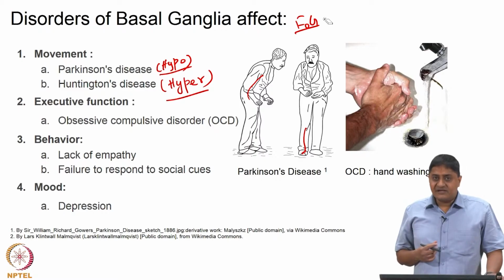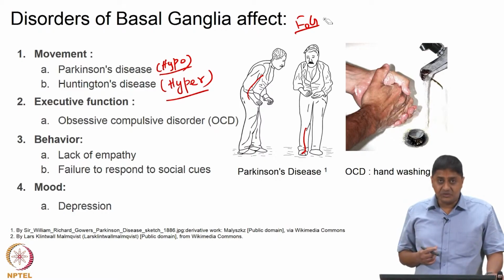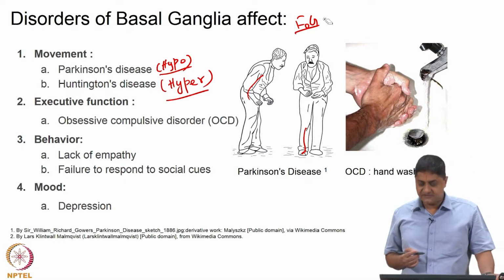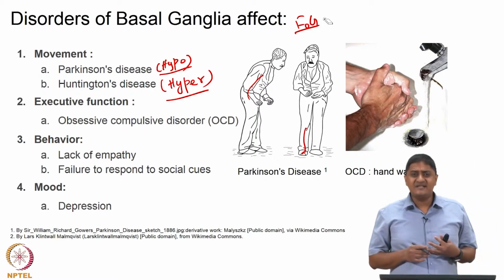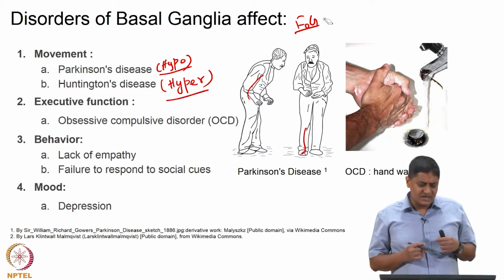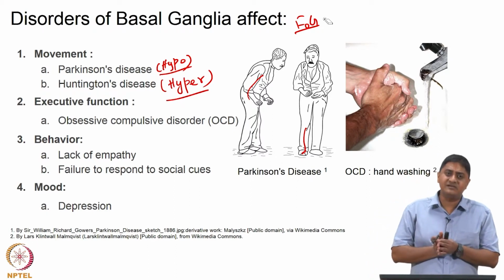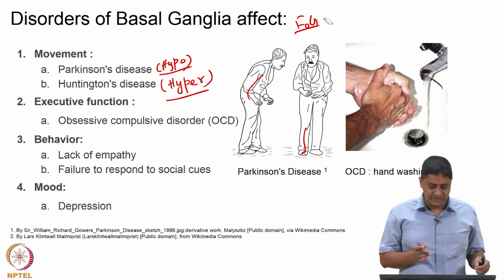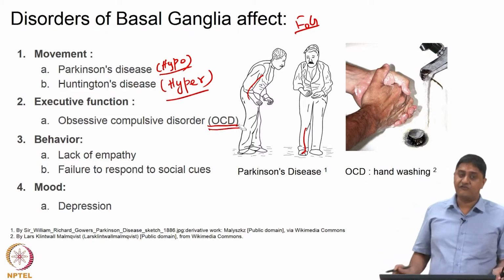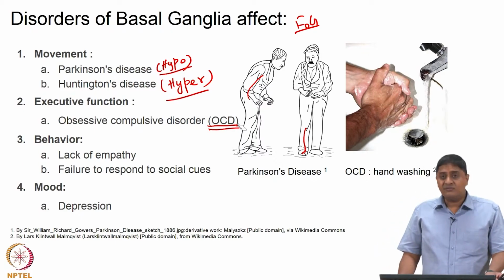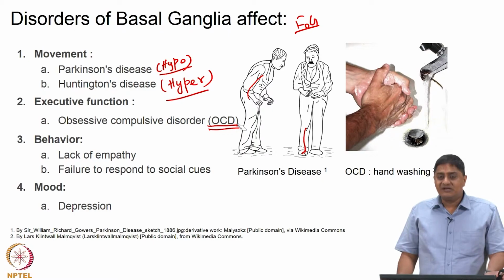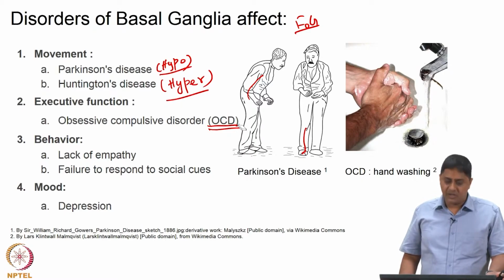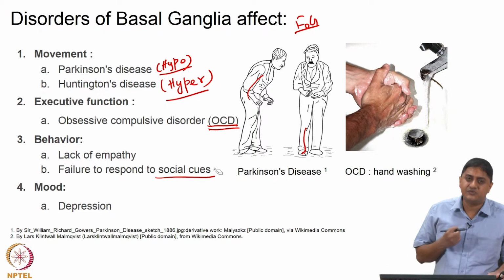And if basal ganglia function is affected, for example, in the executive loop, then what happens? Disorders such as obsessive compulsive disorders, for example, frequent washing of the hands, right. Basal ganglia is implicated, its exact role is still not completely understood, but at least basal ganglia is implicated in executive functions or dysfunctions of the executive ability, such as OCD or obsessive compulsive disorder, right. And importantly, in behavior, there is an inability for people to empathize with others, and there is an inability for people to respond to important social cues.